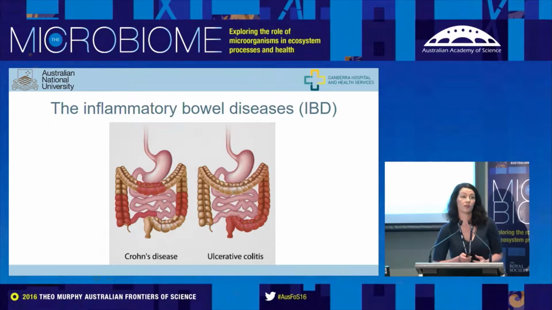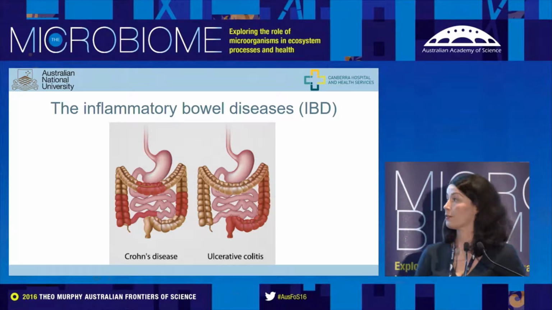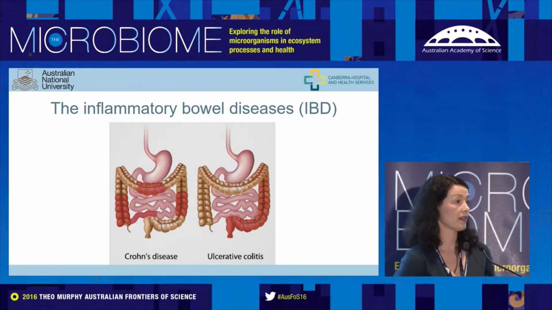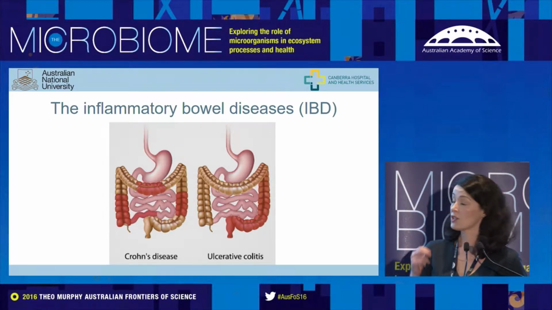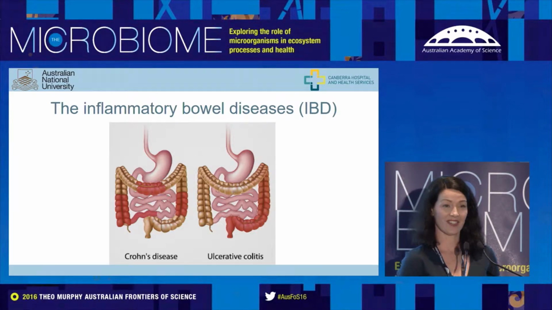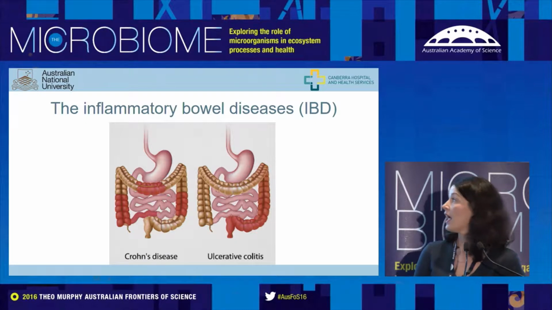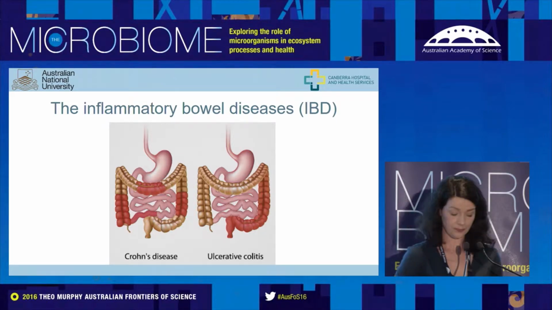So there's two major forms of inflammatory bowel disease: ulcerative colitis, which affects the large bowel only, and inflammation is superficial, and then Crohn's disease, which can affect any part of the gastrointestinal tract from the tongue right through to the bum. Inflammation in Crohn's disease is transmural, meaning it affects the full thickness of the bowel wall, and the terminal ileum, where the small bowel meets the large bowel, is most often involved.